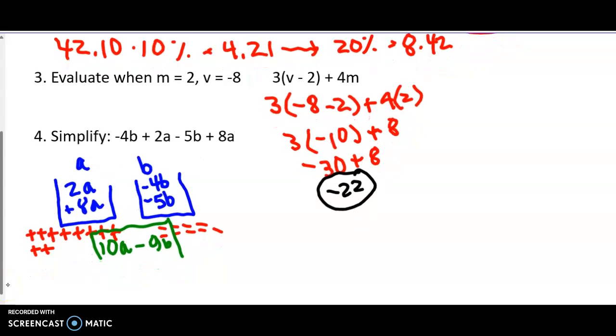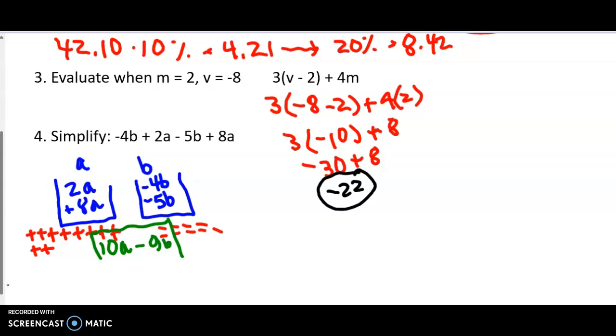Number 3, evaluate when m is equal to 2, v is equal to negative 8. So with the expression 3 times (v minus 2) plus 4m, you can see that the 3 is on the outside, the v turns into a negative 8. Negative 8 minus 2 is negative 10. And the m is 2. 4 times 2 is 8. So 3 times negative 10 is negative 30, plus 8 is negative 22.